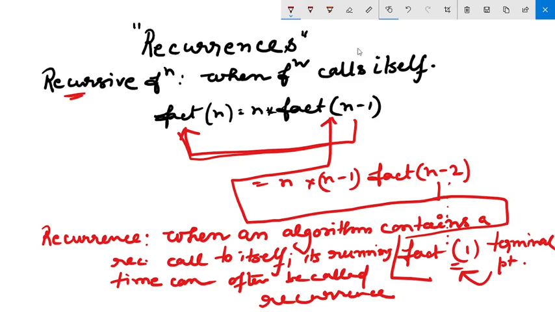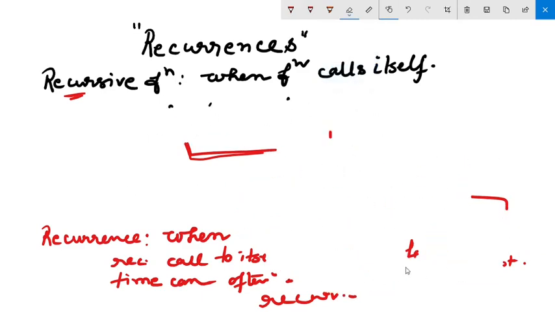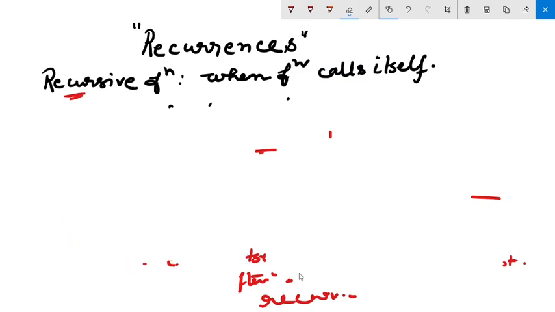For example, we can have a recurrence relation. So for example, we can represent the merge sort algorithm. We haven't discussed it yet, but I'll give you one hint how merge sort works.